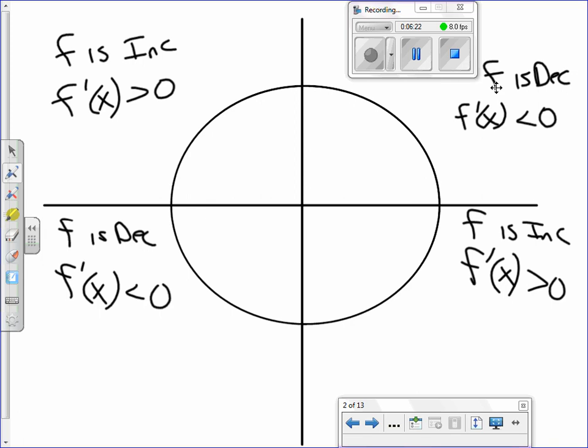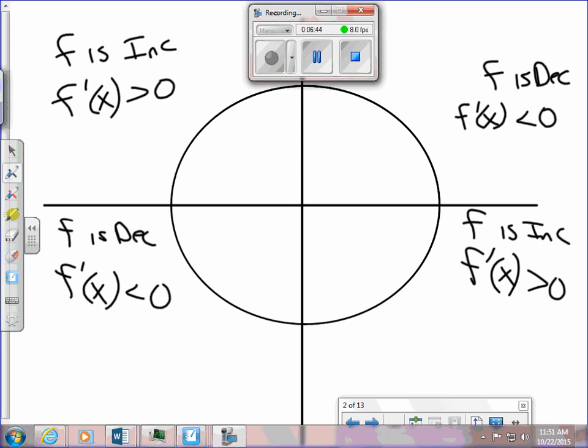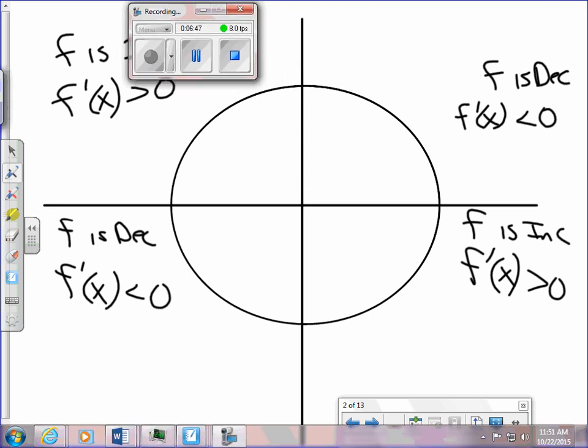Now, I need you to kind of move a level down. Like we said, whenever a function is decreasing, the derivative is negative, right? Oh, before we actually get to that, I'm sorry. Let's look at where the derivative is increasing and where the derivative is decreasing. Let's go quadrant by quadrant. Okay, let's look at the first quadrant.